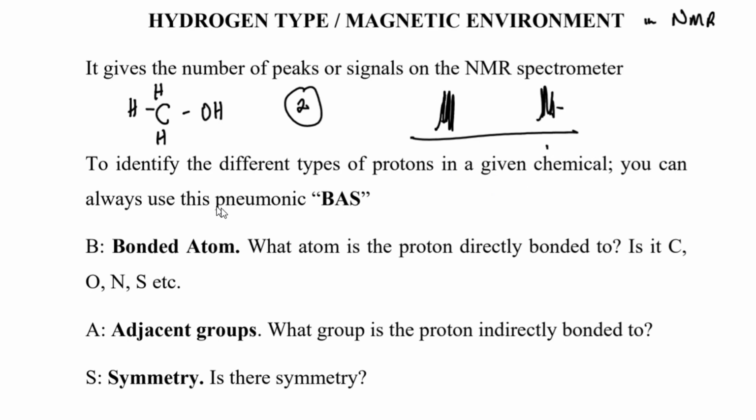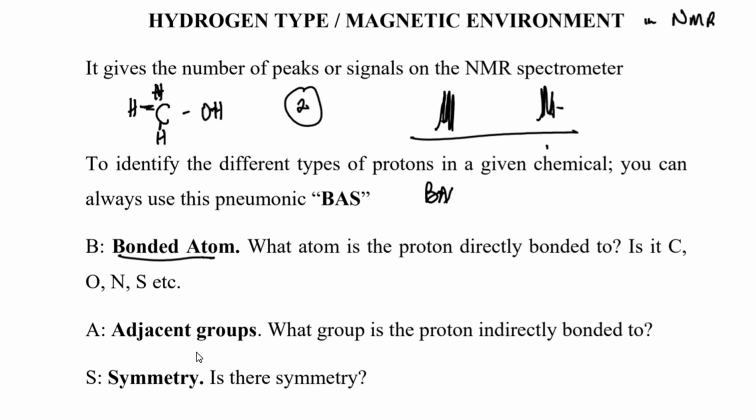To identify the different types of protons or the different types of hydrogen in a given organic compound, you can always use these mnemonics. So we have BAS. The first thing is bonded atom. What atom is the proton directly bonded to? Looking at this here, in this case, the proton is bonded to carbon. The proton here is bonded to carbon. The proton here is bonded to carbon. But here, the proton is bonded to oxygen. So you may want to ask, is it bonded to carbon? Is it bonded to oxygen, nitrogen, sulfur, etc.?